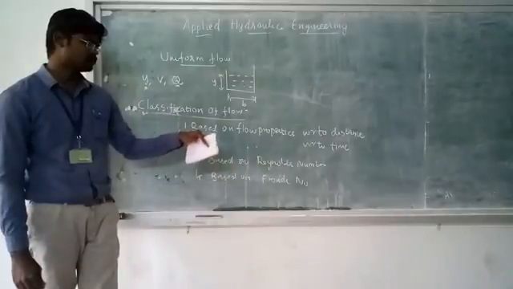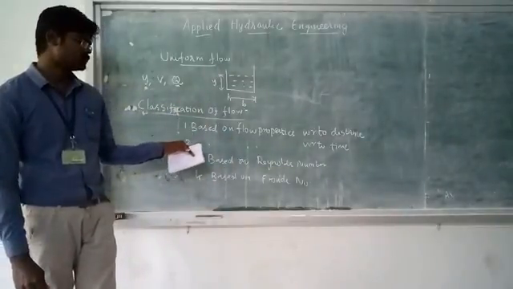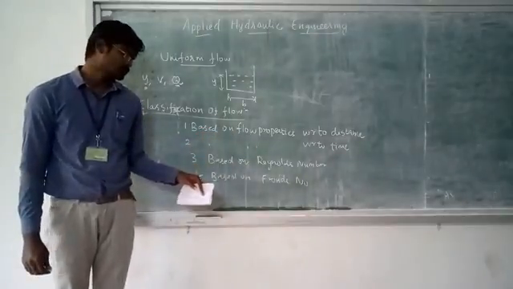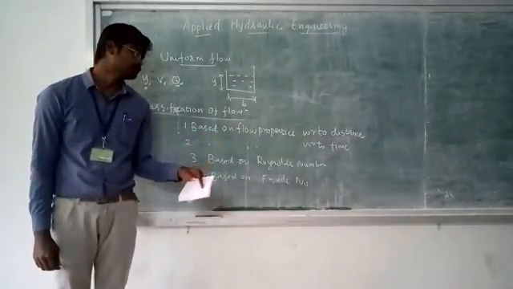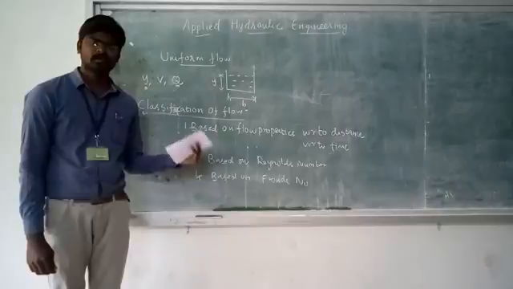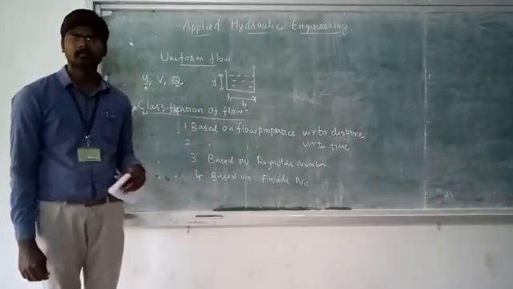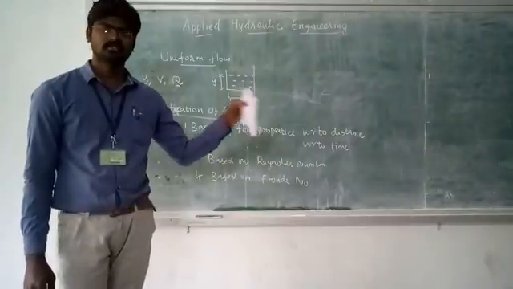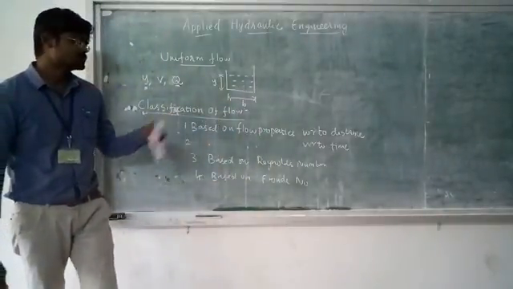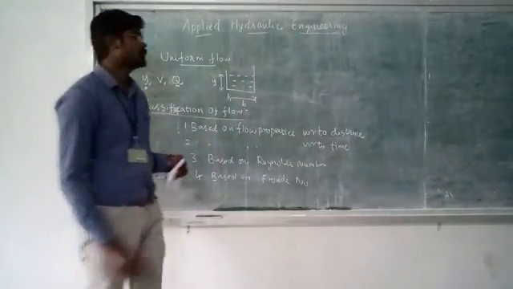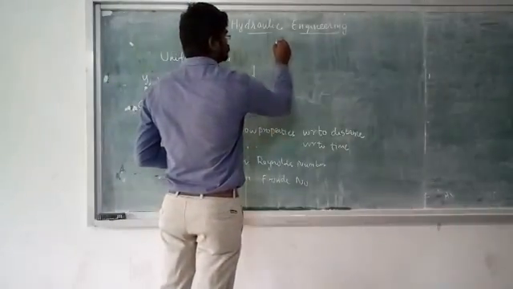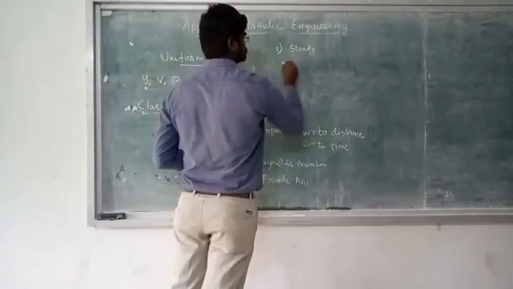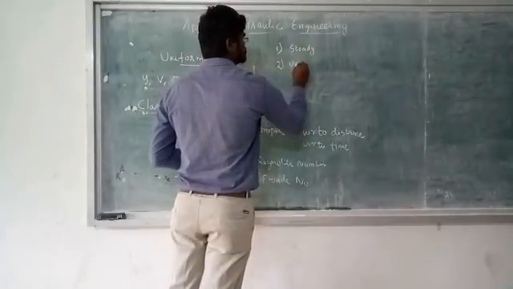So the first one is based on flow properties with respect to distance, the second one is based on flow properties with respect to time, the third is based on the Reynolds number, and the fourth is based on Froude number. I am going to explain each of them elaborately. The first one, based on flow properties with respect to distance: in this classification, the flow may be classified into two. Number one, steady flow. Number two, unsteady flow.